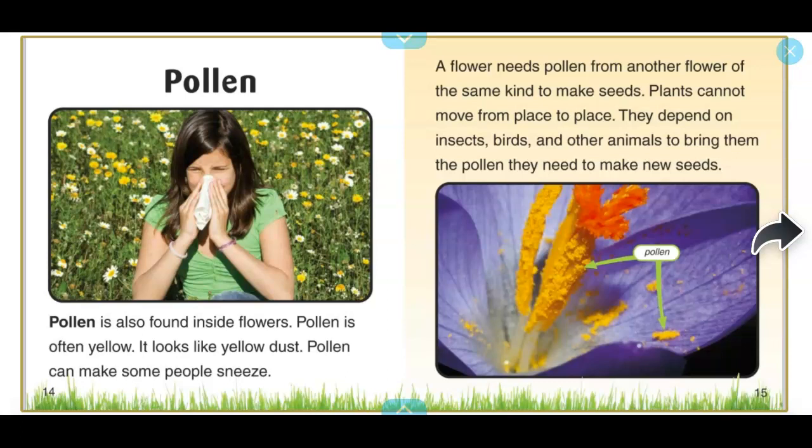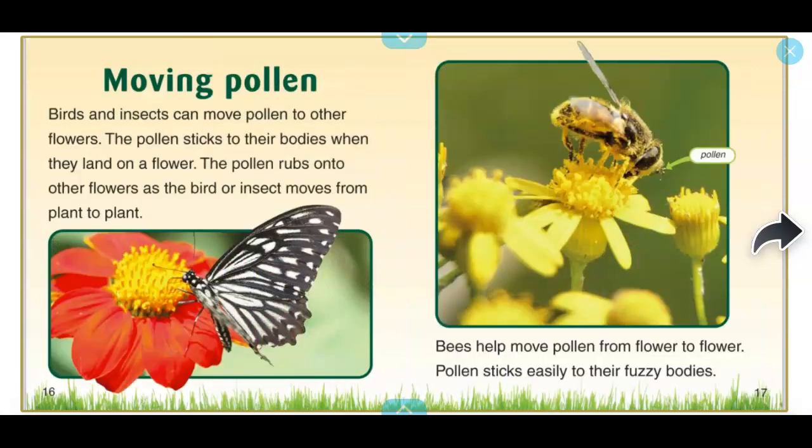A flower needs pollen from another flower of the same kind to make seeds. Plants cannot move from place to place. They depend on insects, birds, and other animals to bring them the pollen they need to make new seeds. Birds and insects can move pollen to other flowers. The pollen sticks to their bodies when they land on a flower. The pollen rubs onto other flowers as the bird or insect moves from plant to plant.